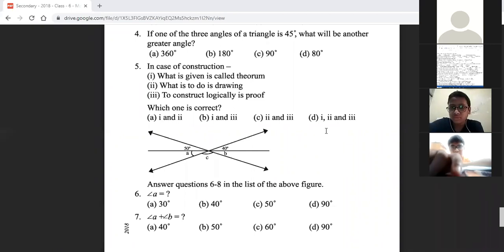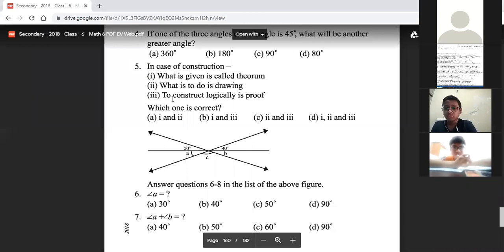In case of drawing, we have to draw something. If the question says to draw a triangle or a quadrilateral, then we need drawing. That is, what is to be done by us is drawing. It's obviously correct. And to construct logically is proof. That's also correct, because if we want to prove something, what is solved logically is obviously proved. So 2 and 3 will be correct. Yes, 2 and 3 is available in part C. So part C is correct.